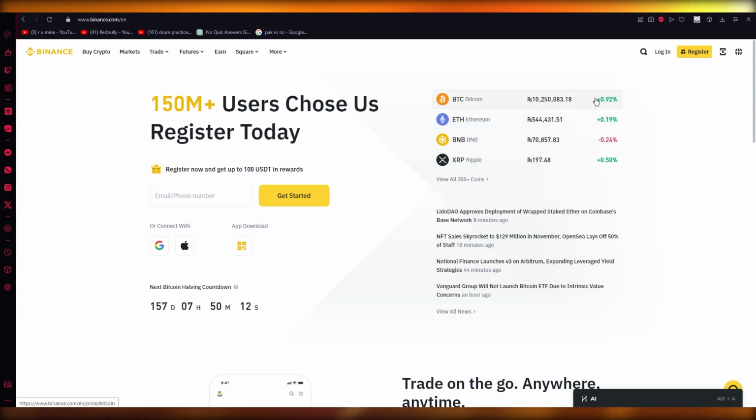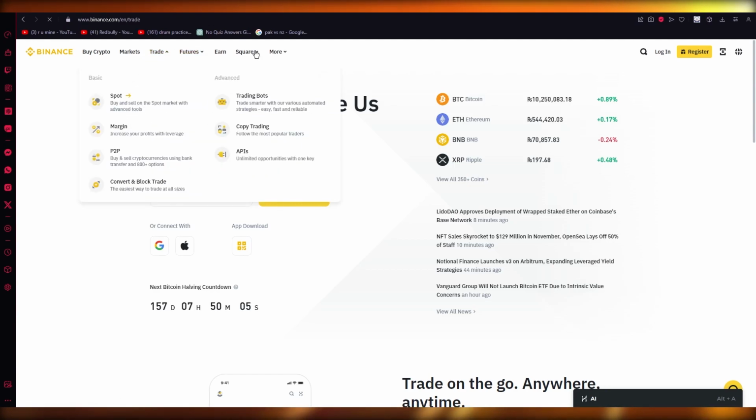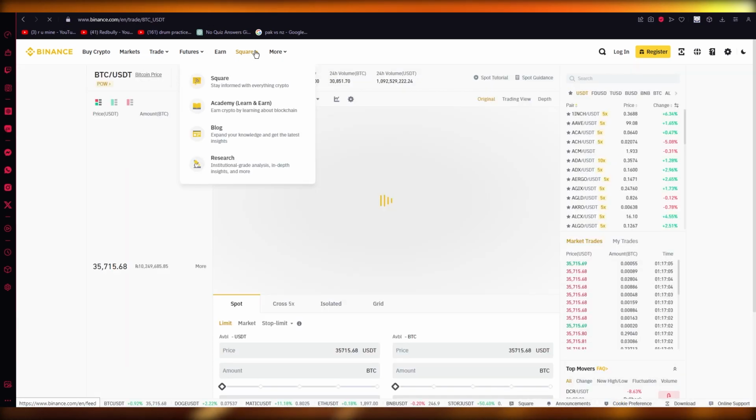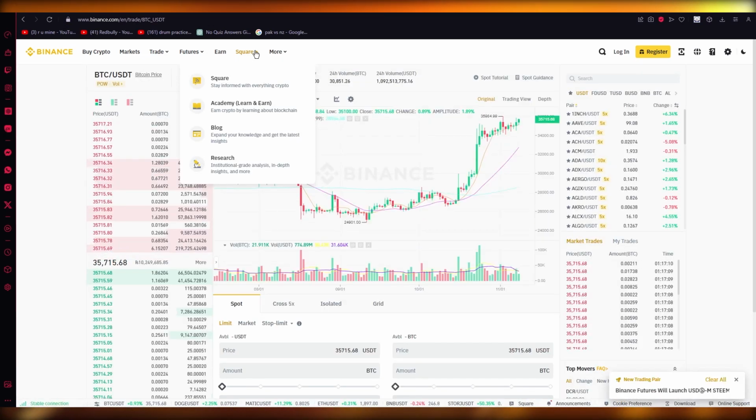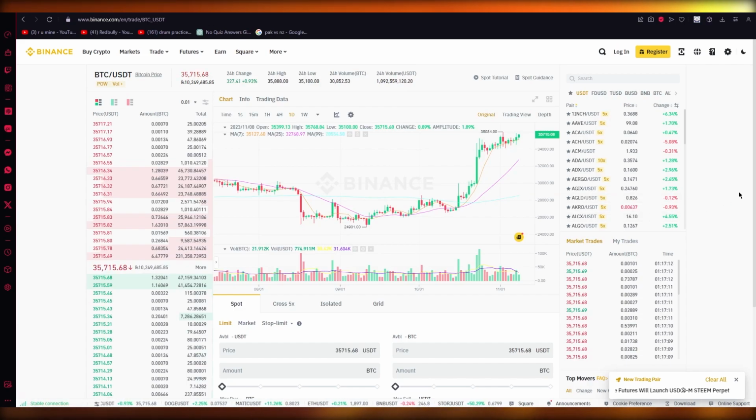Now, to withdraw from Binance to Wise, first of all, you're going to convert from USDT to US dollars. For that, you're going to go into the spot trading section. Once you go into the spot trading section, you're going to spot trade from USDT to US dollars, right?